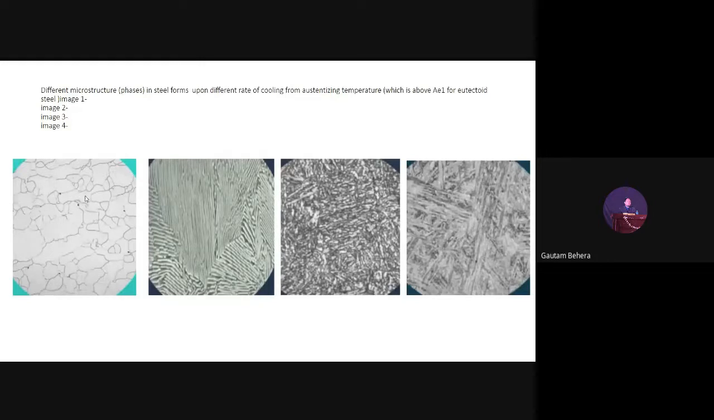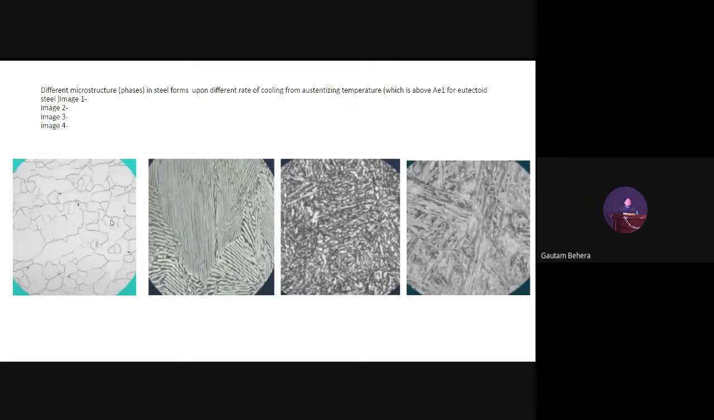So we can have different microstructures due to different cooling rates. That means very slow cooling rate, medium cooling rate, and high cooling rate, like that. Okay, so this is a microstructure of ferrite. This is a microstructure of pearlite. This is a microstructure of bainite, and this is a microstructure of your martensite, right?